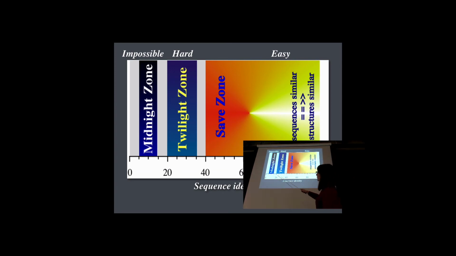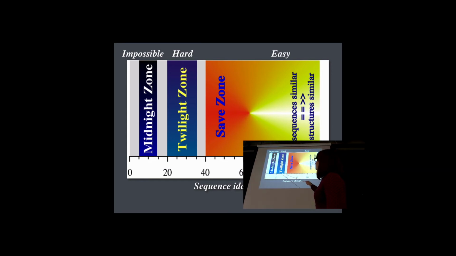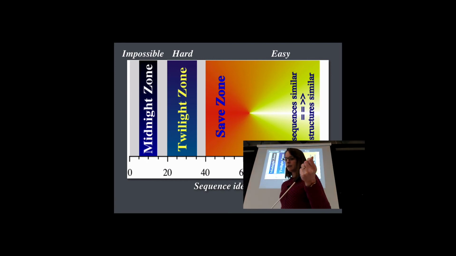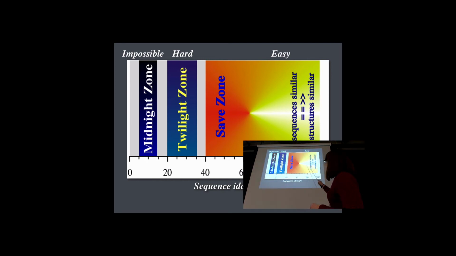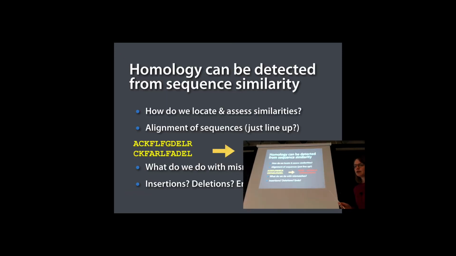If we're below 20%, then it's very difficult to detect it. And in between these 2 regions, it's quite hard. But this zone keeps getting bigger because we know more and more sequences. So how do we detect homology from sequence similarity?